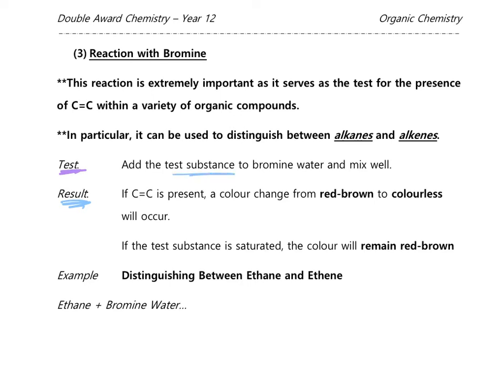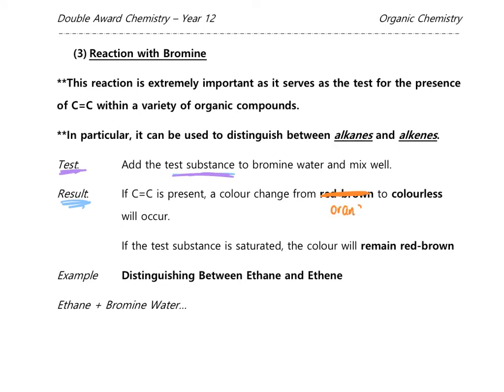That's essentially what you're trying to test if you're testing an alkane or an alkene, for example. So add the test substance to bromine water and mix well. If a carbon-carbon double bond is present, a colour change from red-brown to colourless will occur. Now, red-brown is the colour of pure bromine, but if you're using bromine water, it's more of an orange colour. So I'm actually going to get you to change that in your notes.